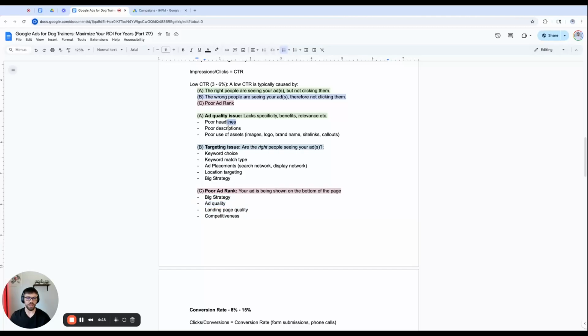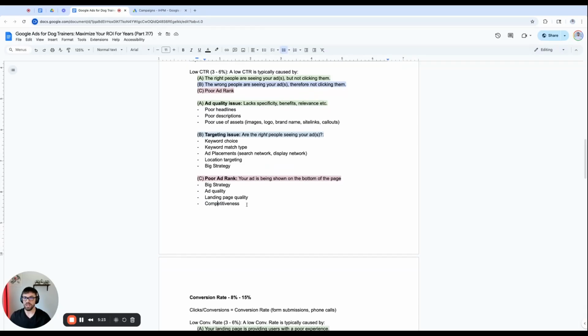Ad quality. If you have poor headlines, descriptions, and a poor use of assets, and people are not clicking on your ad, Google will recognize that and be less incentivized to want to show you at the top of the search results. Instead, they'll show you at the bottom. Landing page quality. If you are not getting any conversions on your landing page, like form submissions, Google will recognize that. And again, they'll realize that people are not having a good experience on your landing page because they're not converting, and Google will be more likely to show you at the bottom of the search results.